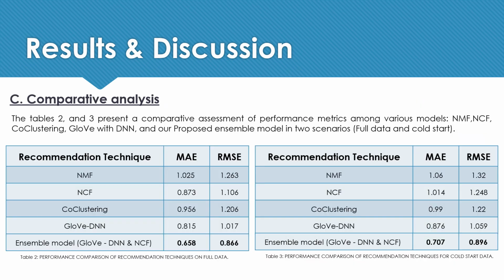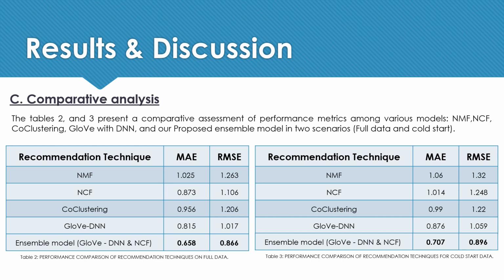Tables 2 and 3 present a comparative analysis of performance metrics, especially mean absolute error and root mean square error, for various recommendation techniques. The evaluation is conducted under two distinct scenarios, all data and data for cold starts. This comparative assessment provides insights into the effectiveness of the recommendation techniques across different data scenarios, shedding light on their performance in general and especially in scenarios with limited data.